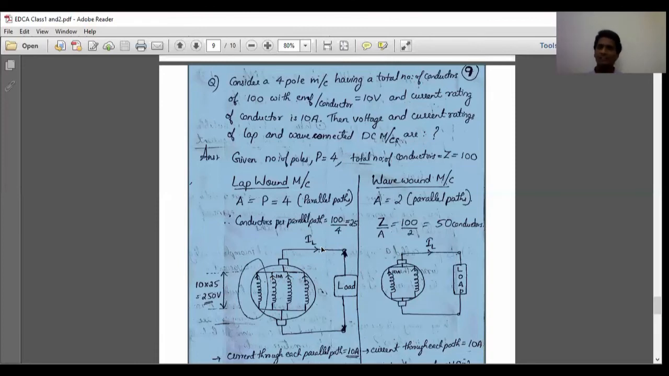Similarly, in the case of voltage, the voltage across a parallel path is the same throughout. Here, the voltage across this parallel path will be equal to this parallel path, and that will be equal to this parallel path, and that will be equal to this parallel path.